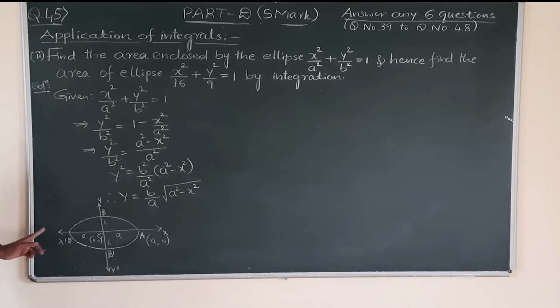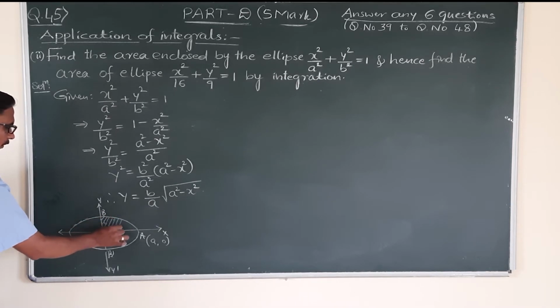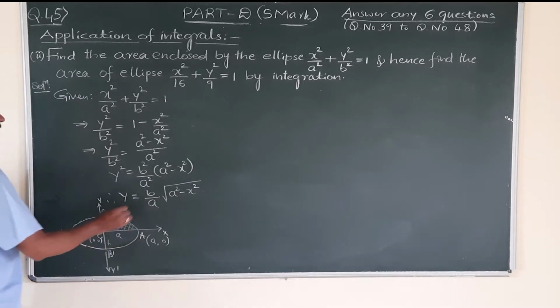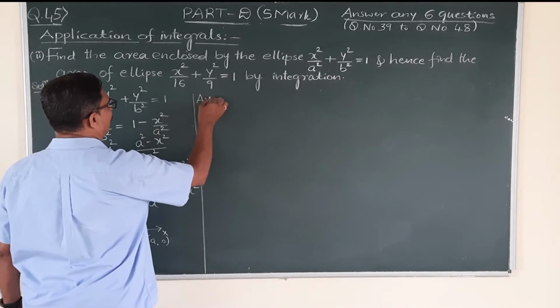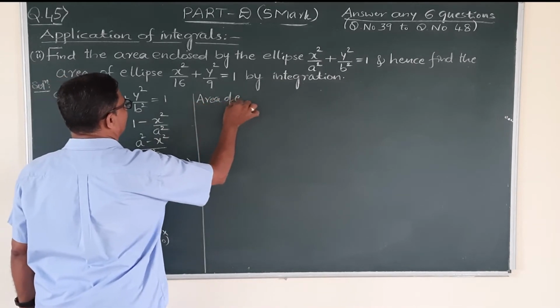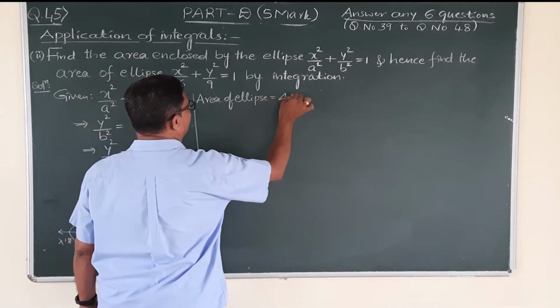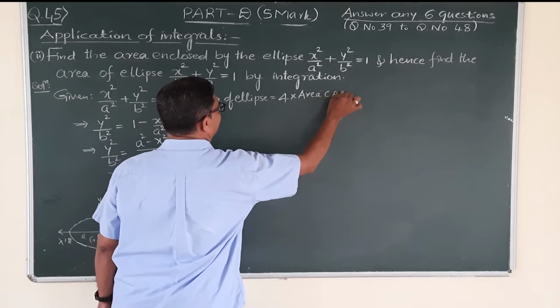Now the question is to find the area of the complete curve. So what can you do? Find one part of the area and multiply by how many times? 4 times. So the required area of ellipse is equal to 4 times area CAB.